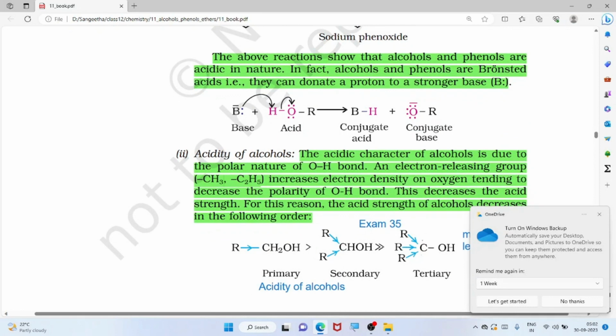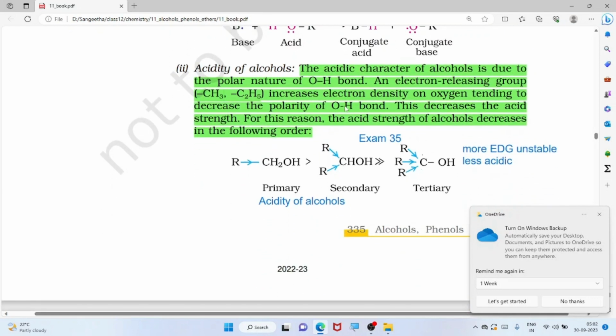Alcohols and phenols are Bronsted acids. They donate protons. They can donate a proton to a stronger base. That is the Bronsted acid. Acidity of the alcohols.